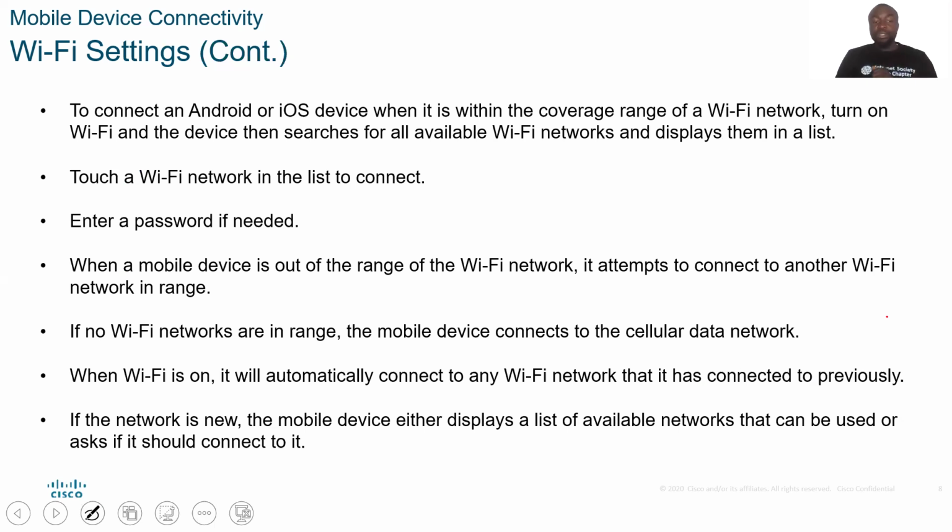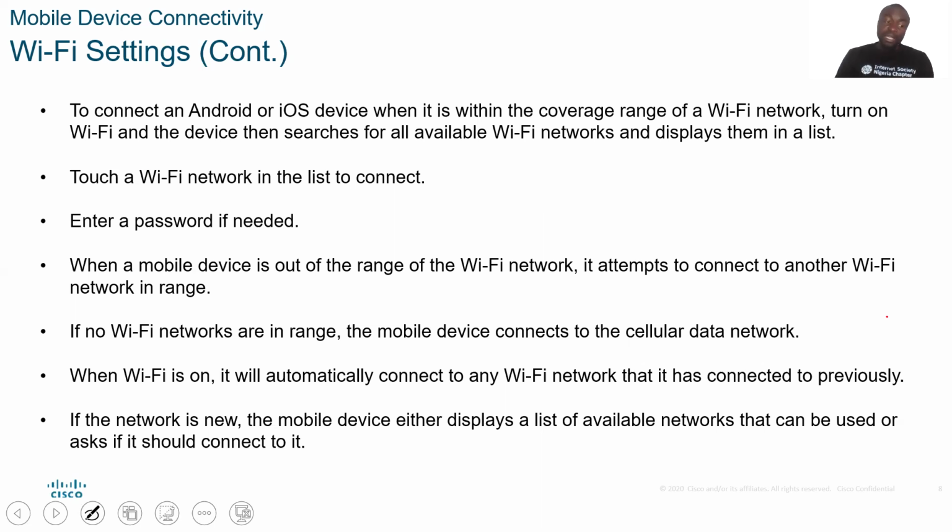Enter the password if needed. When the mobile device is out of range of the network, it attempts to connect to another one within range. If no Wi-Fi networks are in range, the mobile device connects to the cellular data network. So when Wi-Fi is on, it will automatically connect to any Wi-Fi network that has connected to it previously.